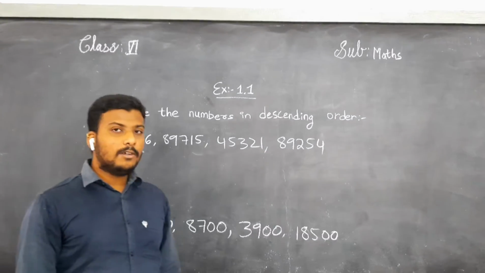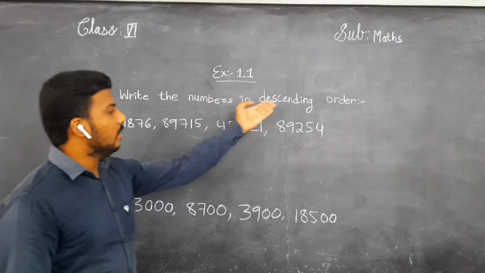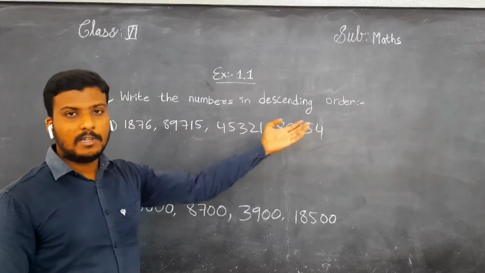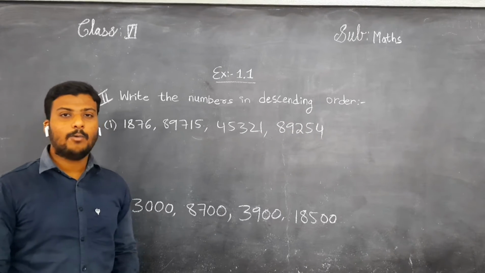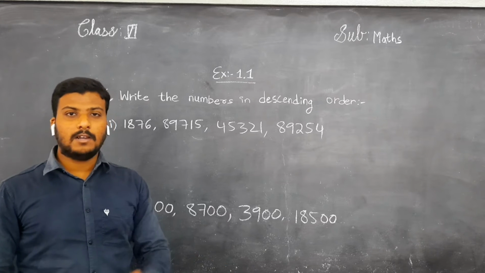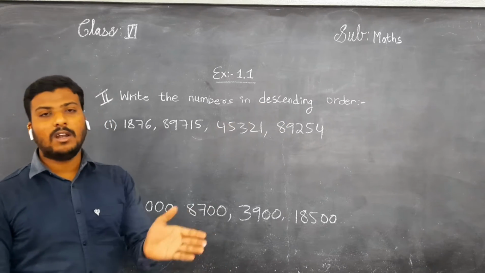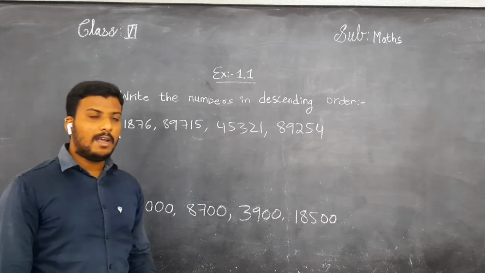Children, right now we will see the descending order. Write the numbers in descending order. What is descending? In the previous we discussed what is ascending. Ascending means from small to big itself. But coming to the descending, what is descending? Big to small numbers. Okay, we will identify and we will write.